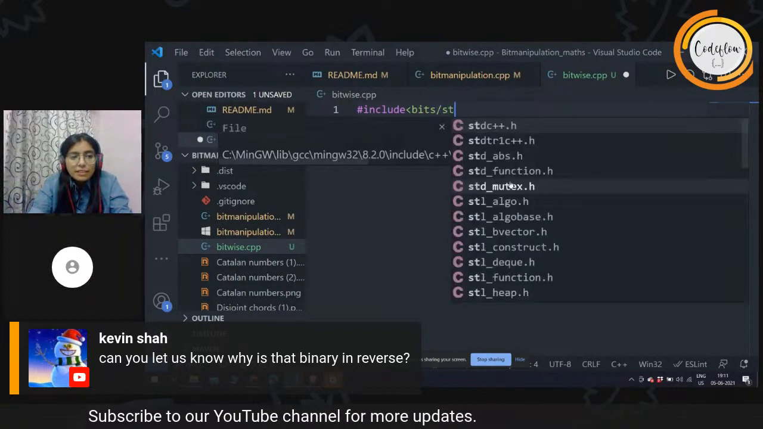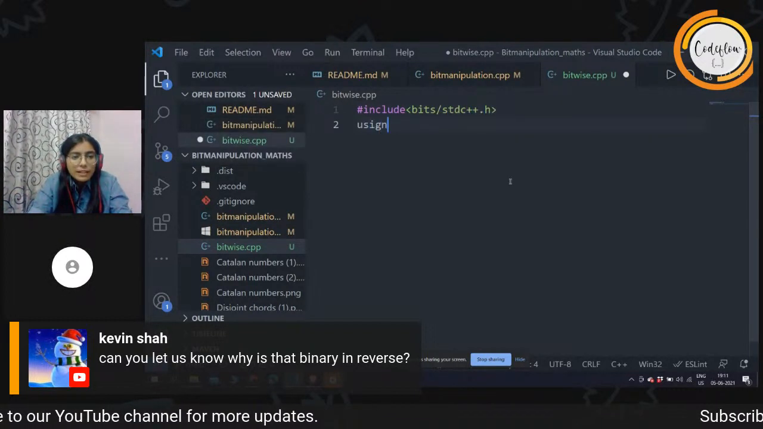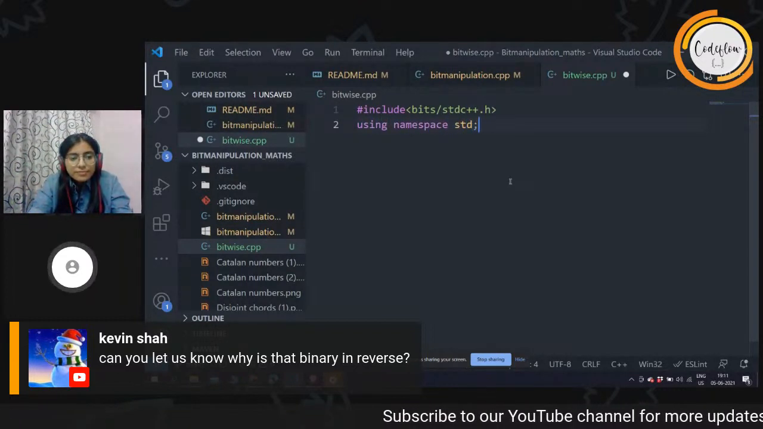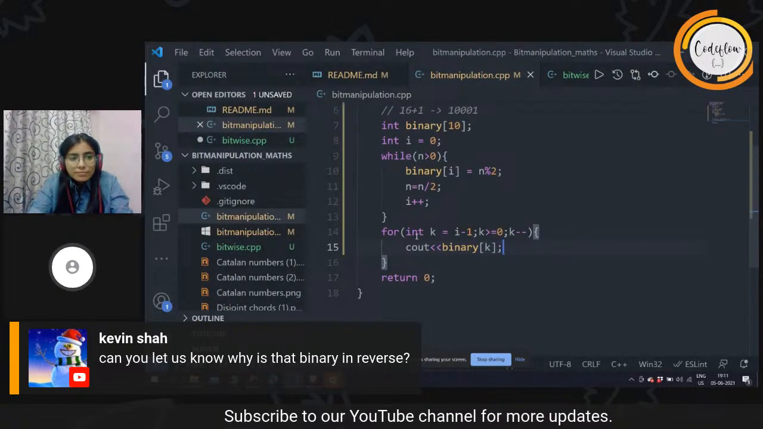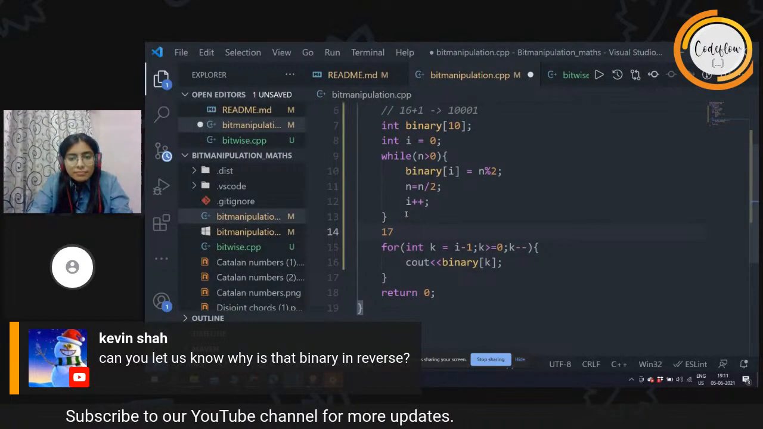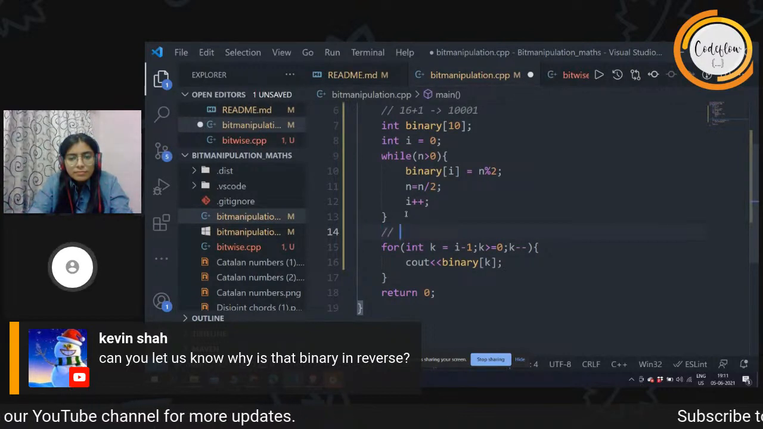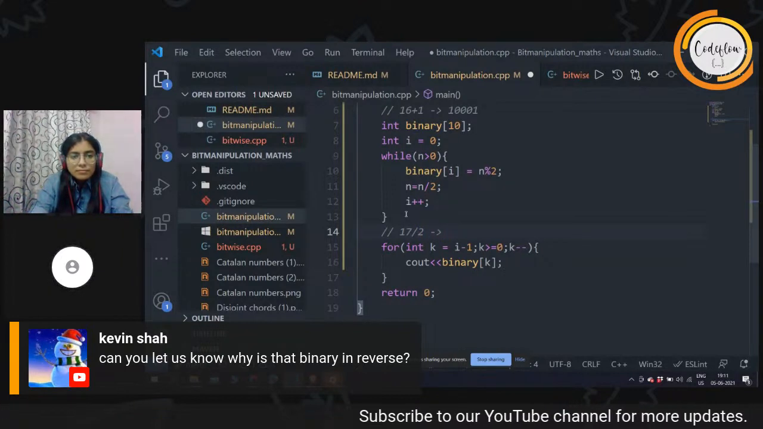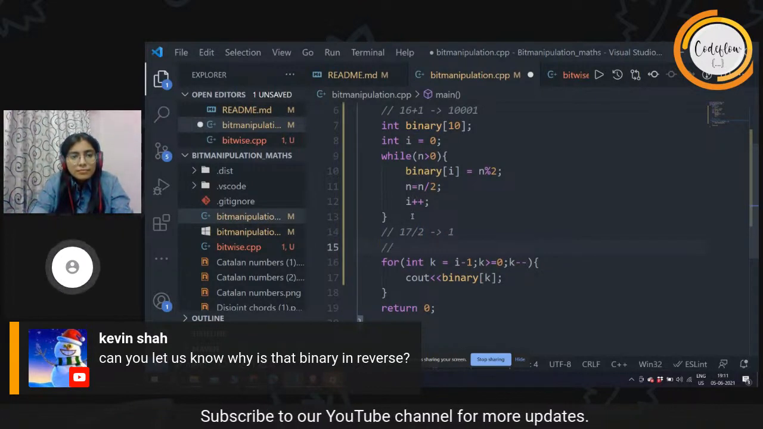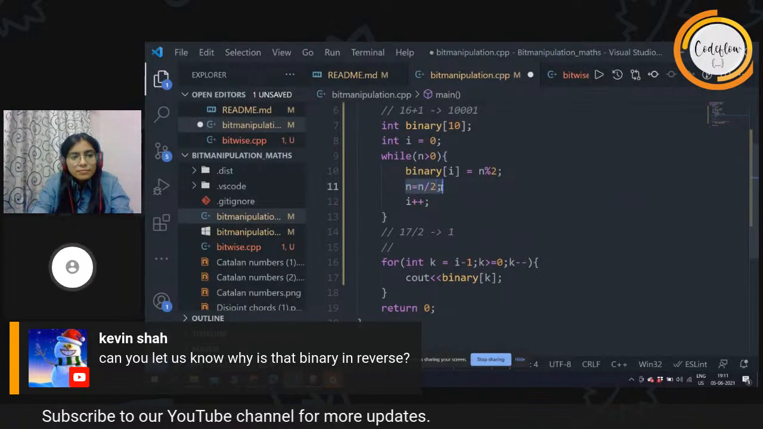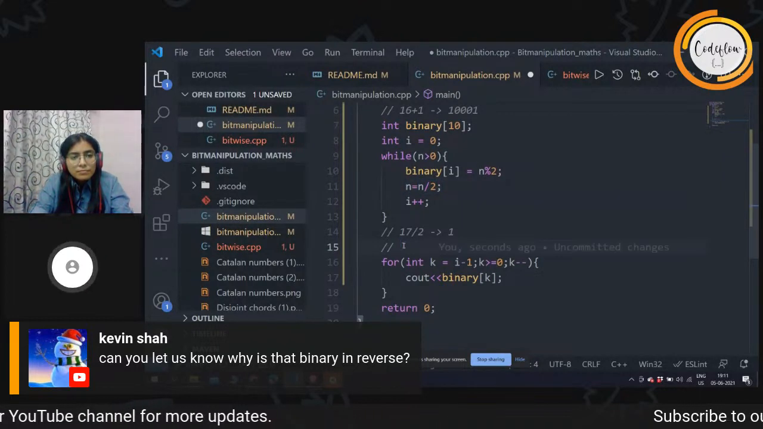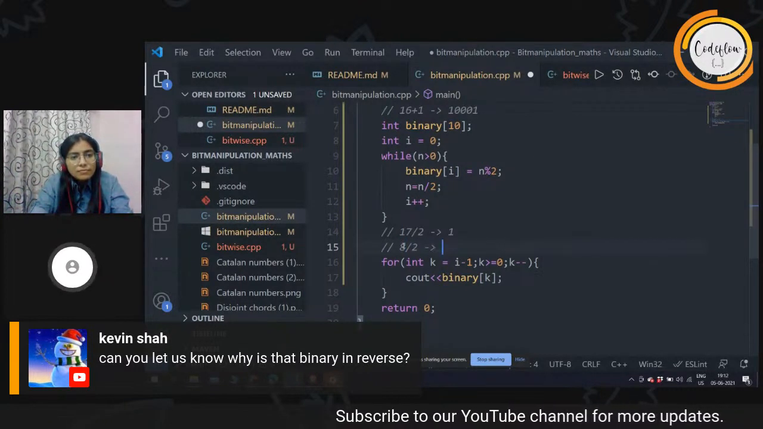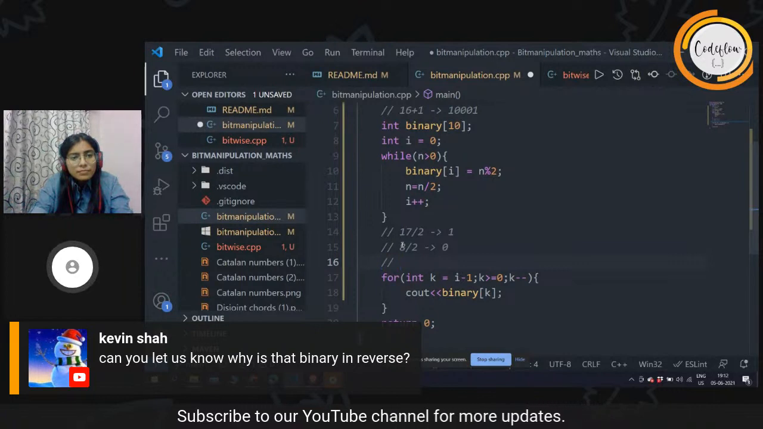A viewer is asking, can you let us know why the binary is in reverse? Okay, you guys tell me, when I'm dividing, 17 is my first number. Let us just dry run it. We have the number 17, and when 17 is divided by 2, what is the remainder? It's 1, right? Then 17 will be halved. What will be the half of 17? It would be 8, right? Then I have 8 by 2. What will be the remainder? It will be 0.